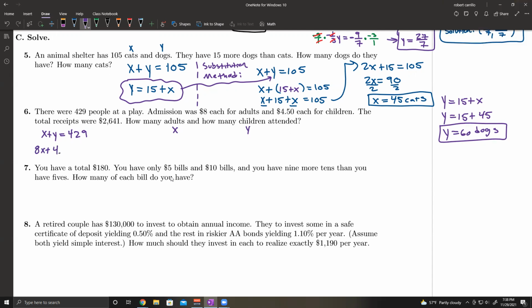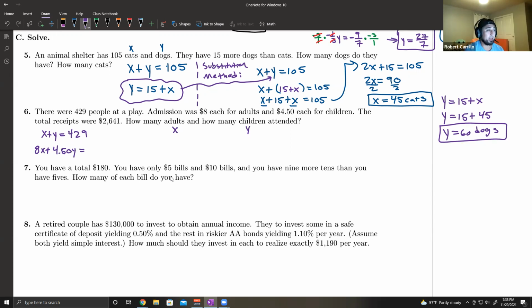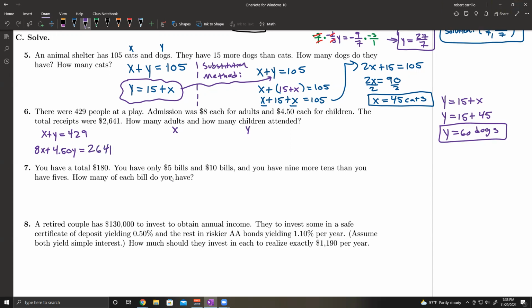how much were the children's tickets? $4.50. 4.50y. And how much money did the play make total? $2,641. 2,641. There you go, guys. We set up a system of equations, and now we have to solve it, unfortunately. So we create it and we have to solve it.